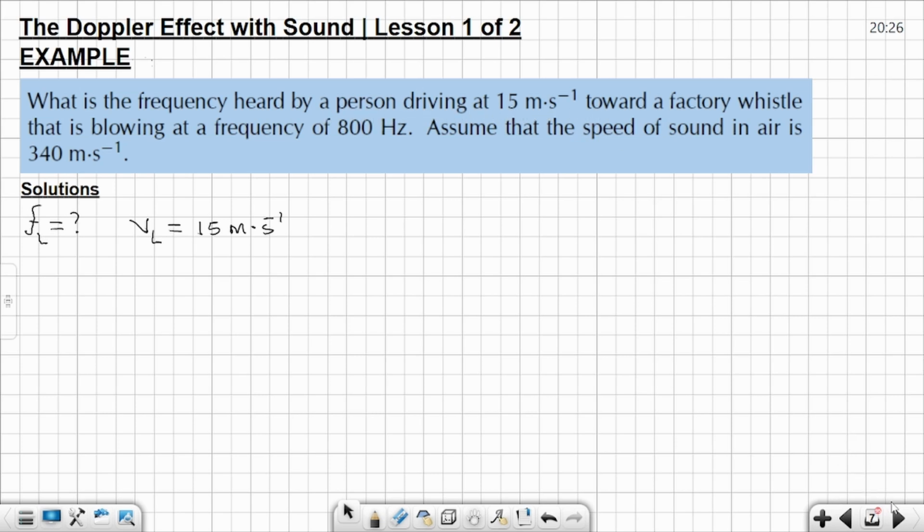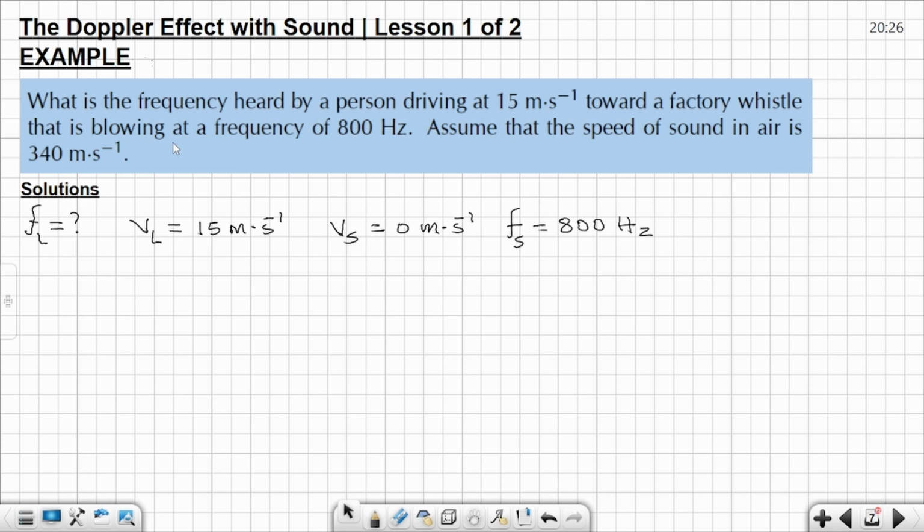And the next information is Vs. You can see Vs is equal to 0 meters per second. Can you see that? Vs is the speed of the source, and the source is the factory. You can see the factory is not moving. The factory is stationary, at rest. It's not moving. So Vs is equal to 0. The whistle is on the factory. The factory is the source. So Vs is equal to 0.